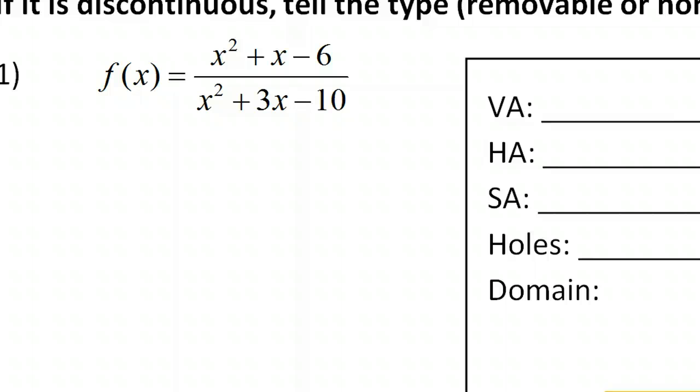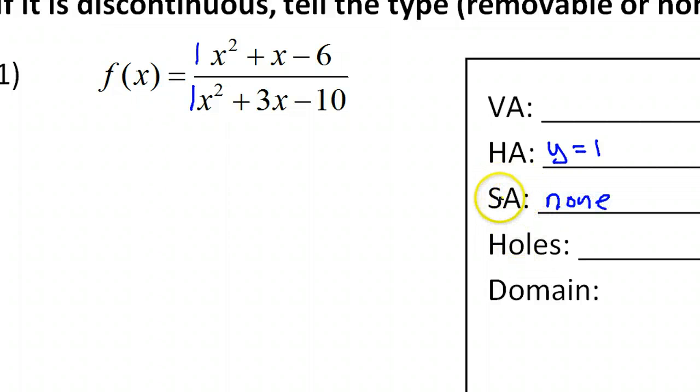So for this problem, we have degree 2 and degree 2. So since they are the same, this is the situation where we make the horizontal asymptote out of the leading coefficients, 1 over 1. So that's why the horizontal asymptote will be y equals 1. And make sure you include the y equals part, don't just put 1. Alright, so you can't have a horizontal asymptote and a slant asymptote, so there won't be a slant asymptote.